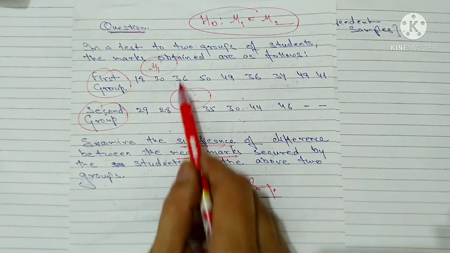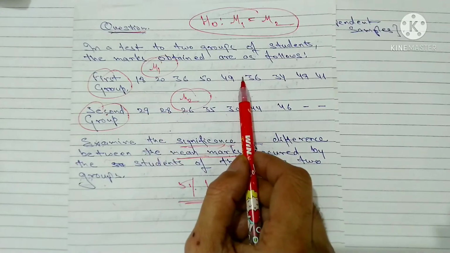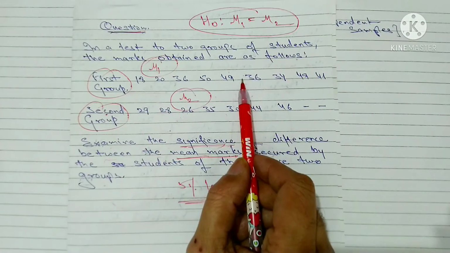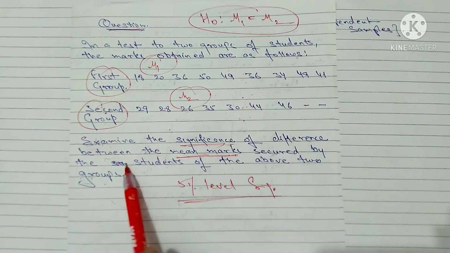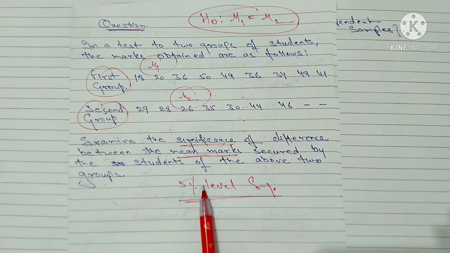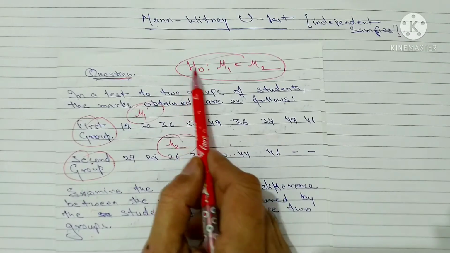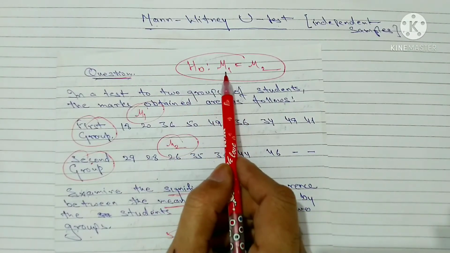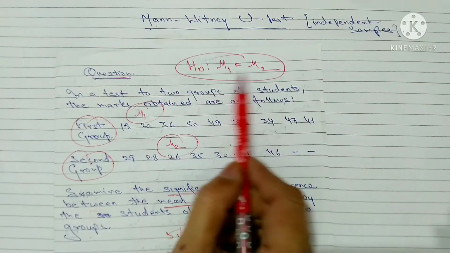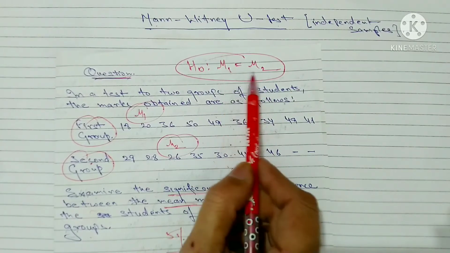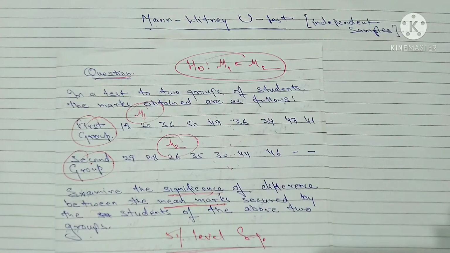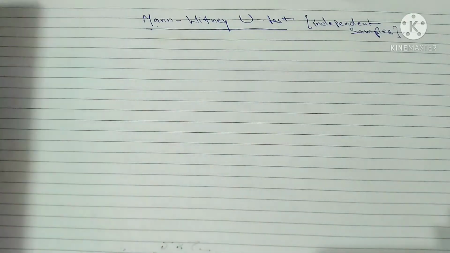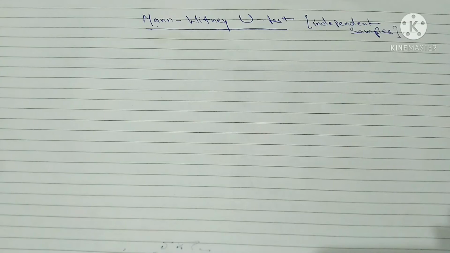Our question is the same. Two groups are given, marks are given. Mu1 is the mean of group 1, mu2 is the mean of group 2. Examine the significant difference between the mean marks of group 1 and group 2. Null hypothesis: there is no significant difference between mean marks of the two groups. Now we will apply the Mann-Whitney test, non-parametric test, for the same question.